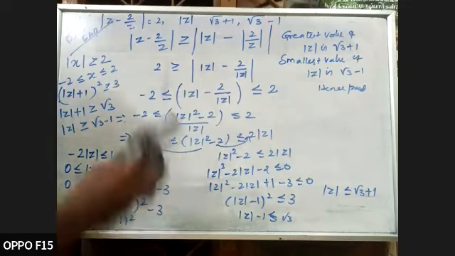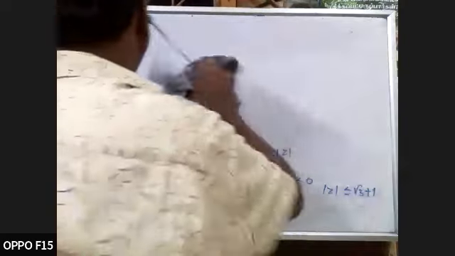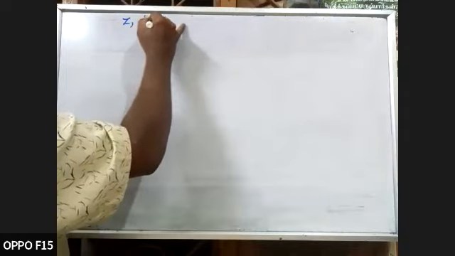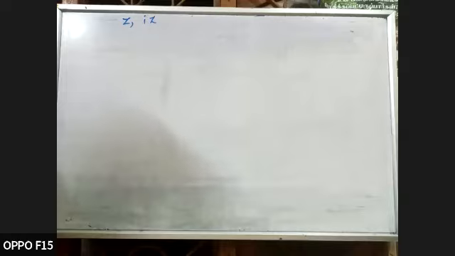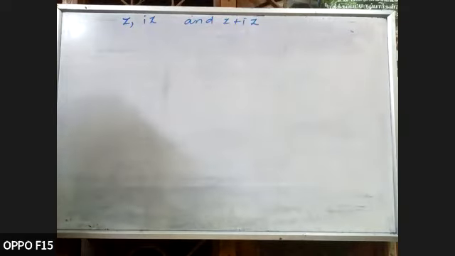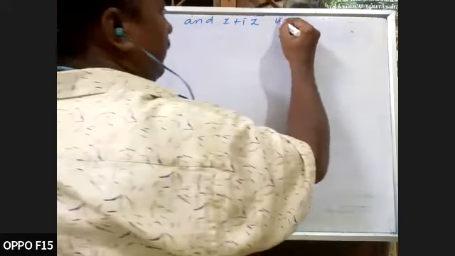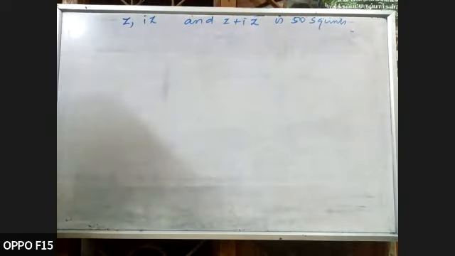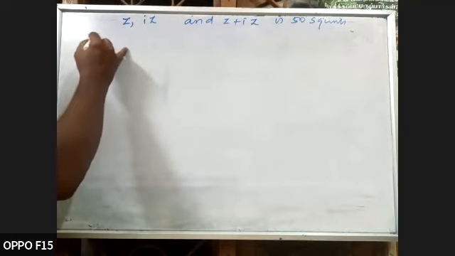The next one: if the area of the triangle formed by the vertices z, iz and z plus iz is 50 square units, find the value of modulus of z.